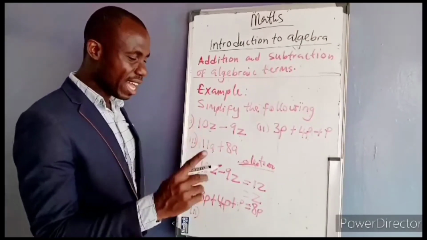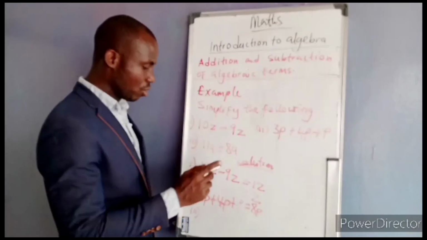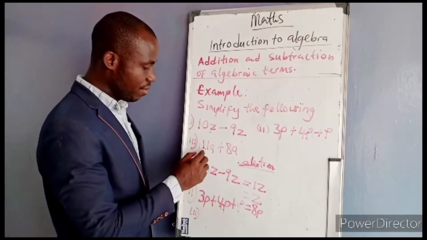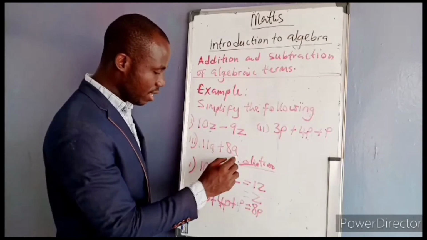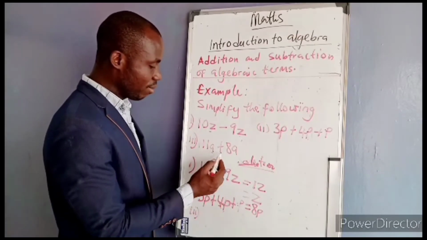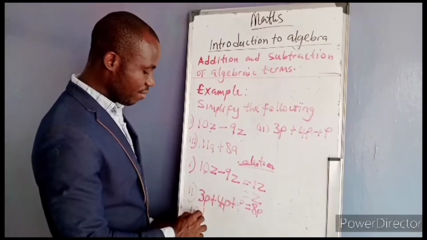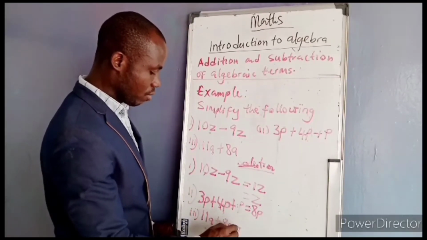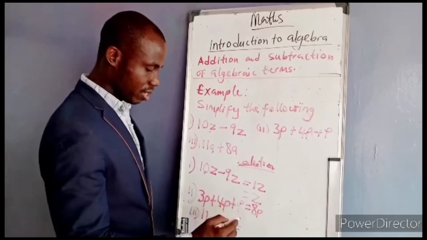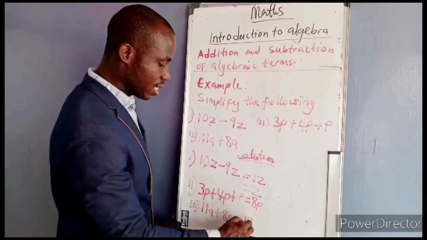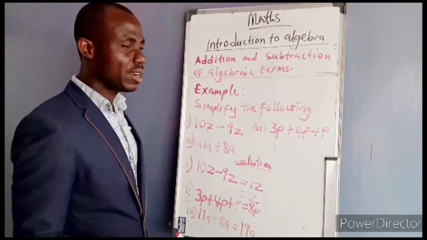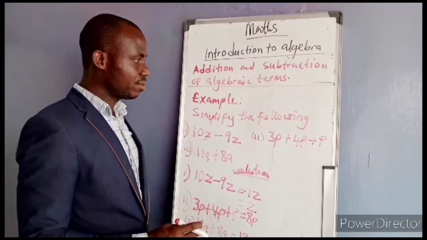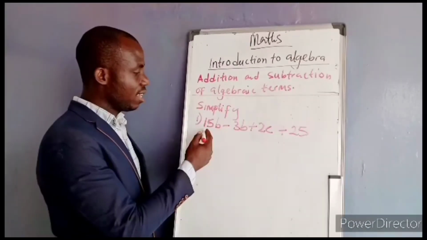For example 3, we have 11a plus 8a. Remember, we are only adding or subtracting the coefficients. 11a plus 8a means we are going to add 11 plus 8. 11 plus 8 is what? 19. So we have the answer as 19a. This is our answer. Is that clear?